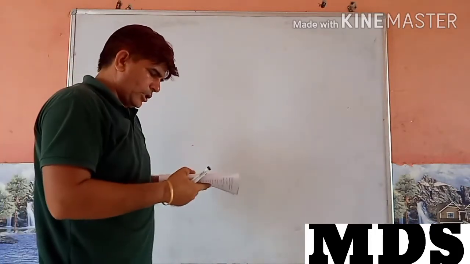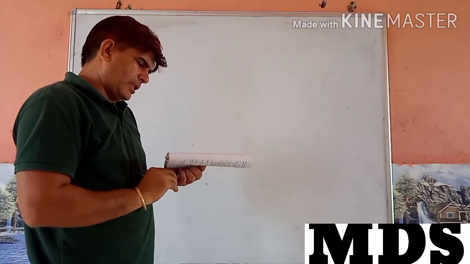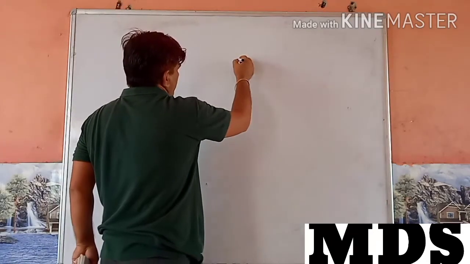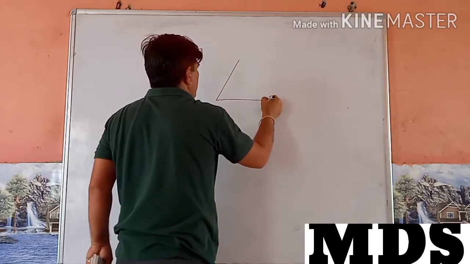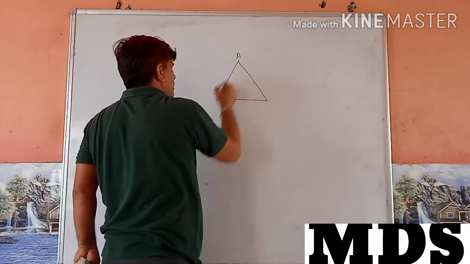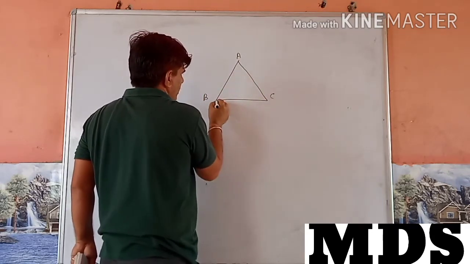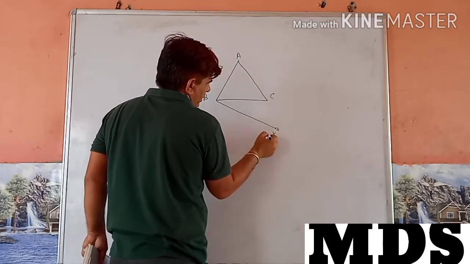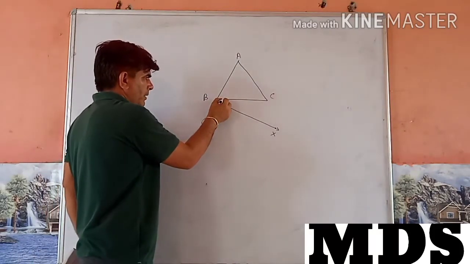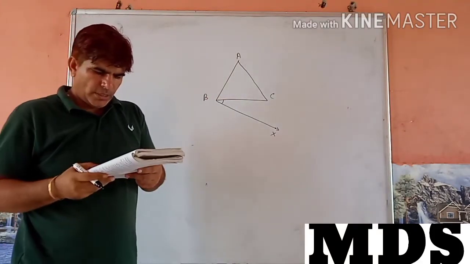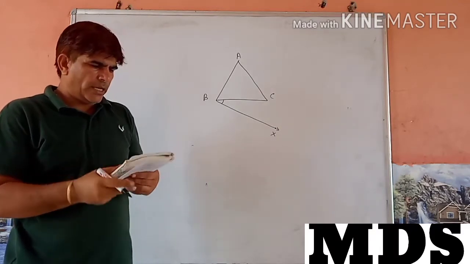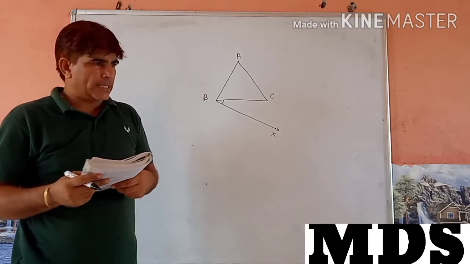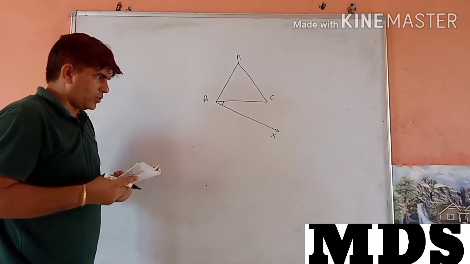Construct a triangle similar to a given triangle ABC with the scale factor 5 by 3, that is, the corresponding sides of the triangle are in the ratio 5 by 3. This triangle is given, ABC. Draw any ray BX making an acute angle with BC on the side opposite to the vertex A.